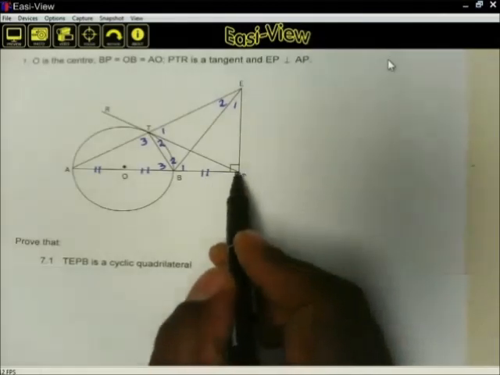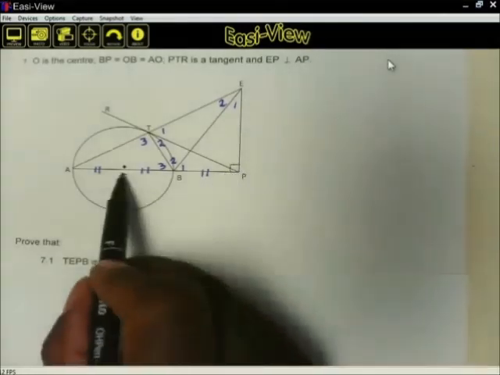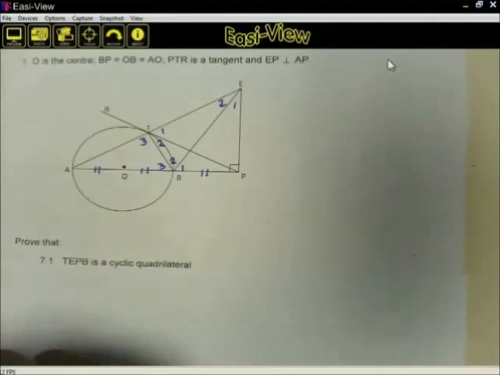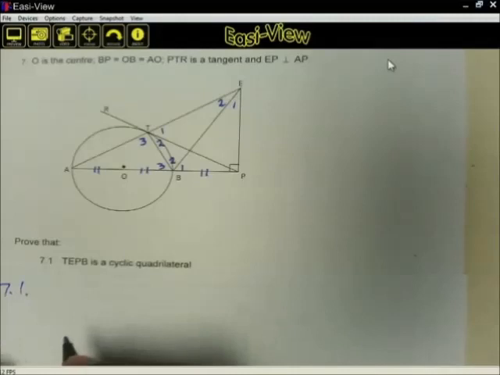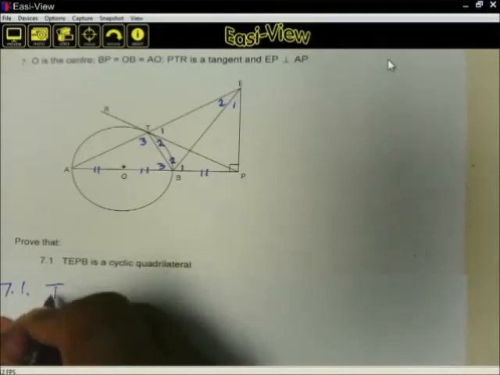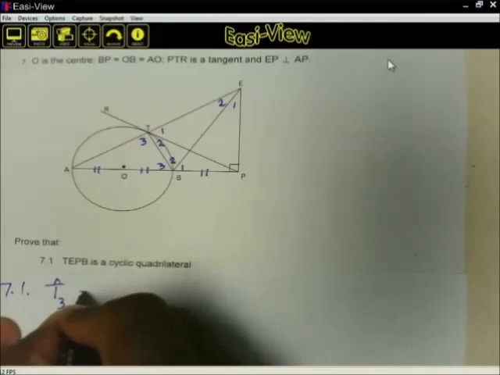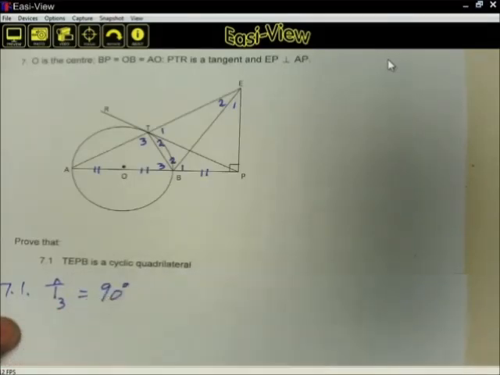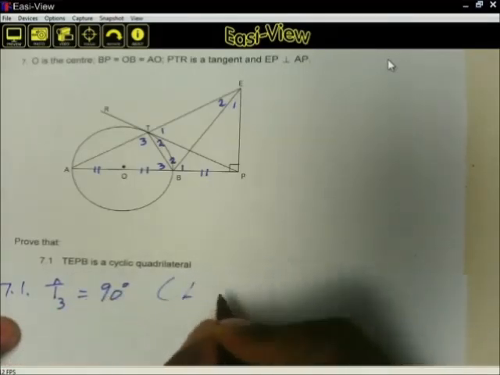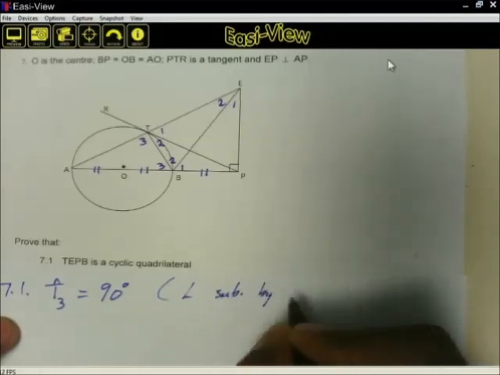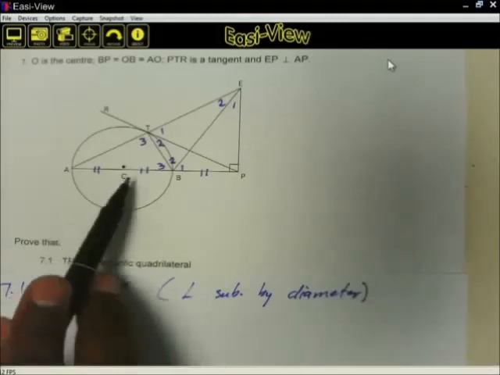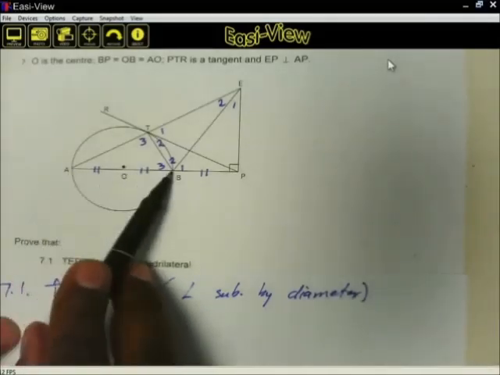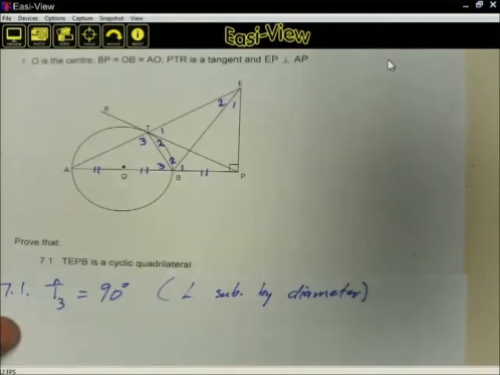What is given? They are given that this angle is 90 degrees, and O is the center. So it means AB is a diameter. If AB is a diameter, 7.1, it means angle T3 is equals to 90 degrees. That is an angle subtended by diameter. Because it is given that O is the center, and the straight line that passes through the center is a diameter, AB is a diameter. So T3 will be equal to 90 degrees.